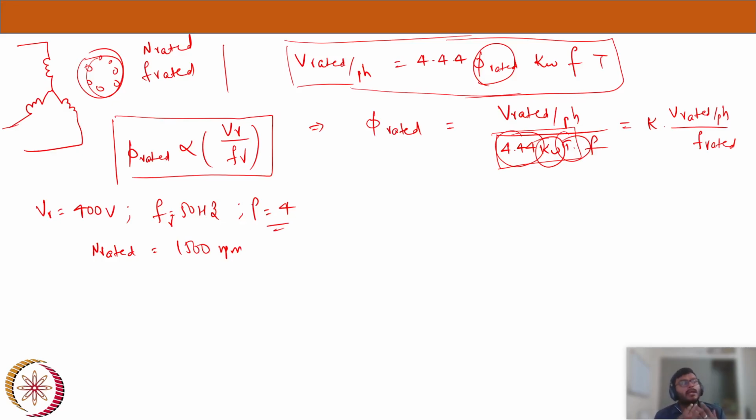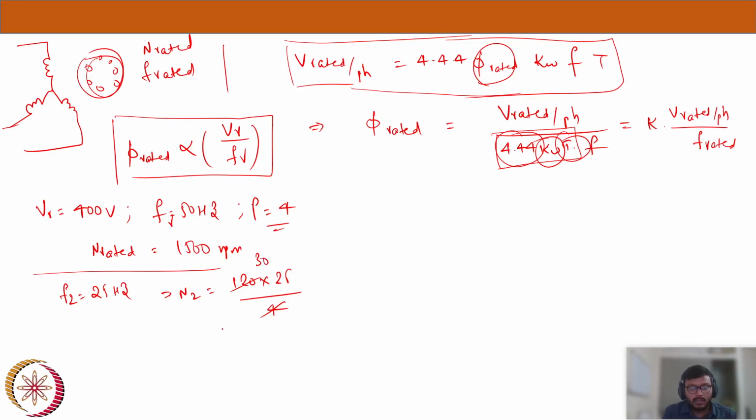If I want to run my machine at a 25 hertz frequency, since now I have my power electronic system, an inverter which can give a varied frequency, I want to run my machine at half of the rated speed. Now, if F2 is 25 hertz, what will be the N2? 120 into 25 by P. P is fixed, so it's 750 RPM. Since I have reduced the frequency, I will get speed below rated speed.